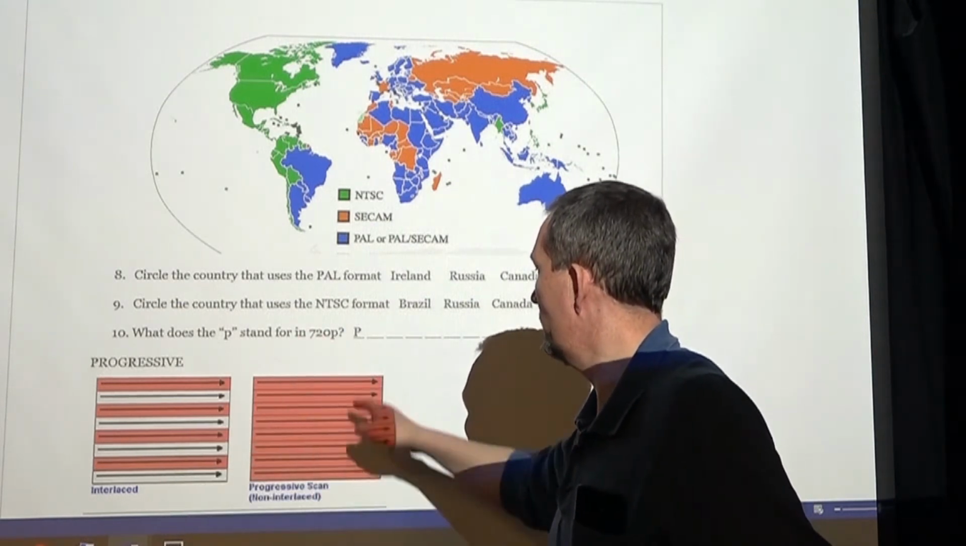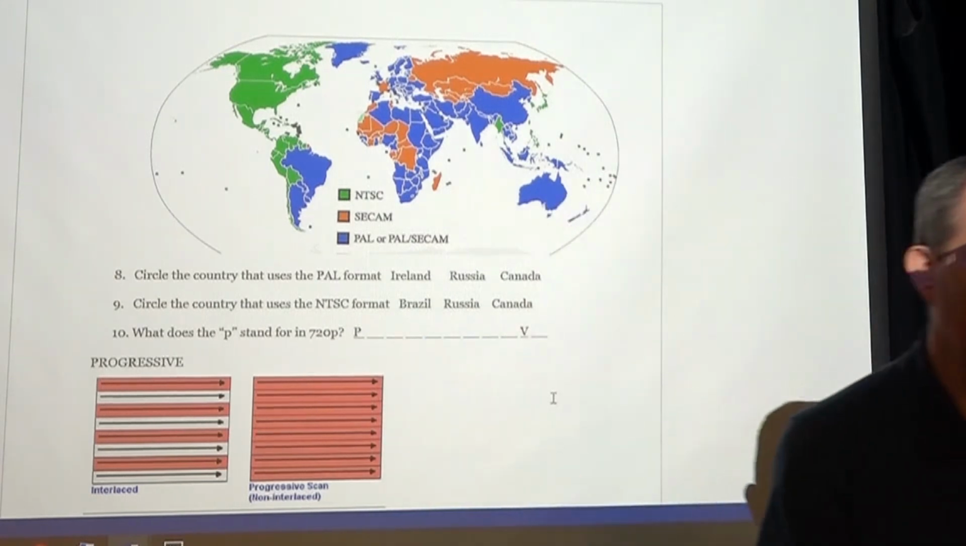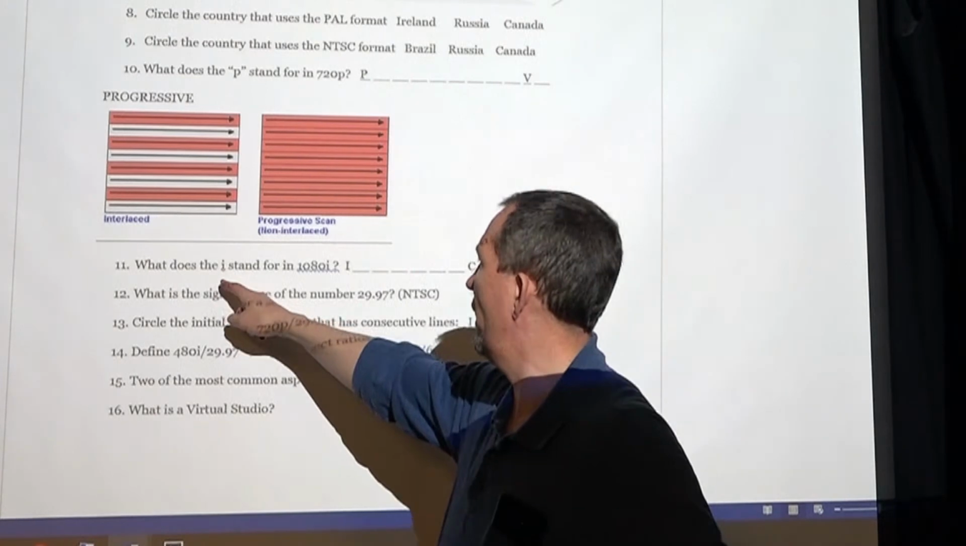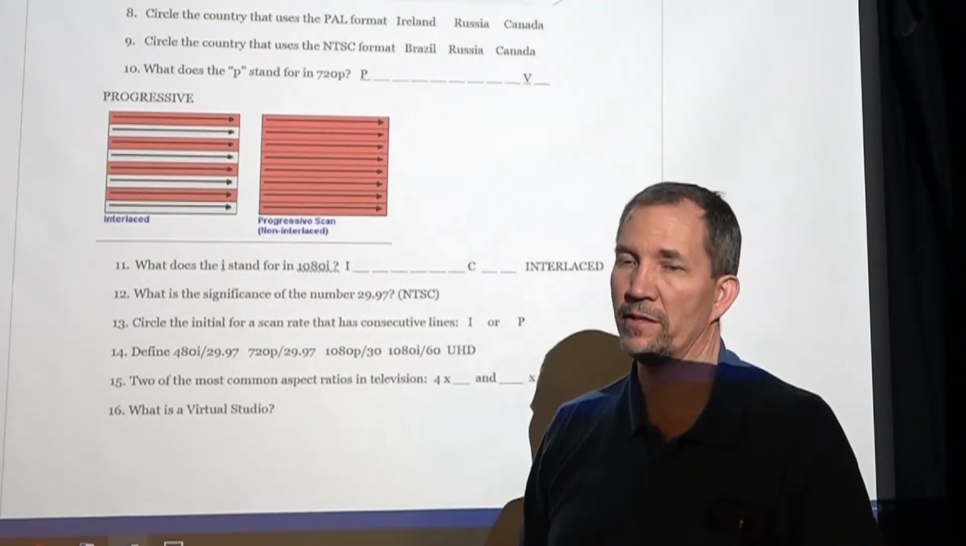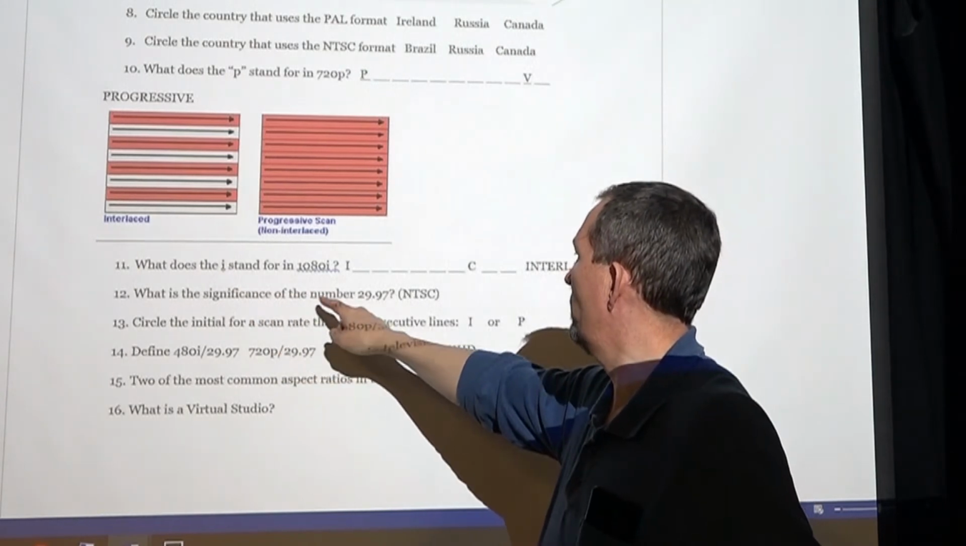Interlaced, progressive, lines of resolution, high definition, you're learning it all. And again, don't nobody ask me what the I stands for in 1080i because I just explained it for 5 minutes. So now you should be able to remember this.